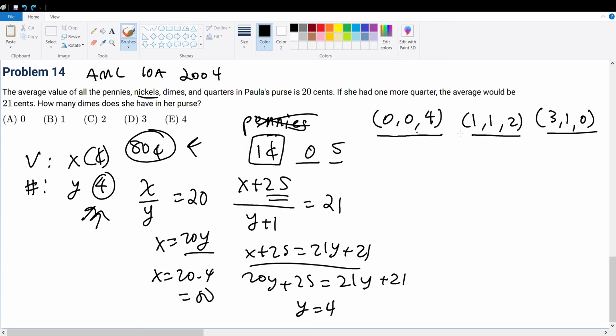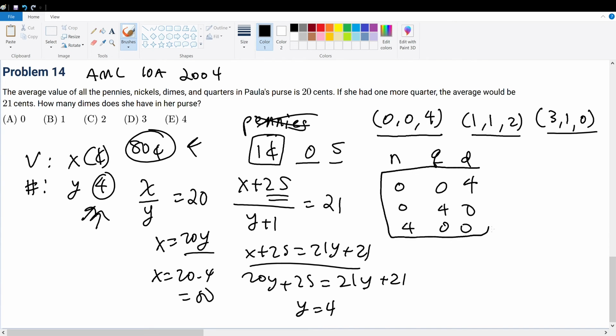So for each of the following cases, we just need to assign each number to every coin value and find which one totals 80, and we will be done. So I'm going to let n be the number of nickels, q the number of quarters, and d the number of dimes. So the nickels can have 0, the quarters can have 0, the dimes can have 4. Likewise 0, 4, 0, and 4, 0, 0. That will exhaust all possibilities. Obviously, each of these will not work because this one will be too great, this one will be too small, and this one likewise. So this possibility is off.